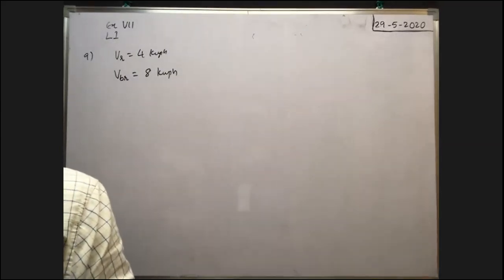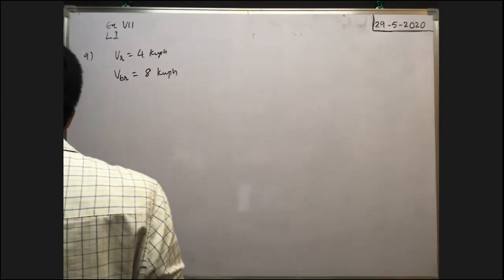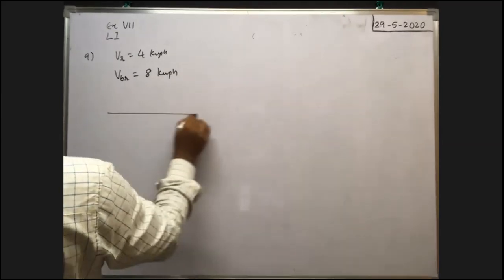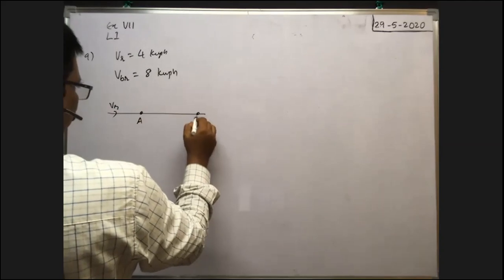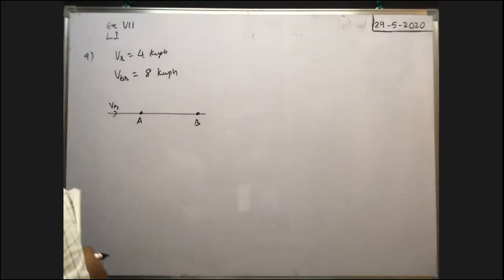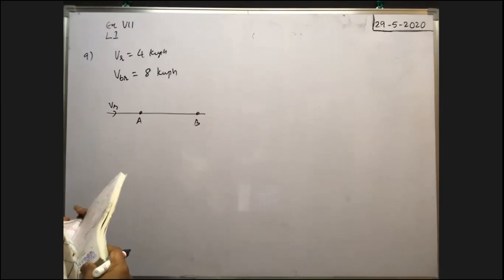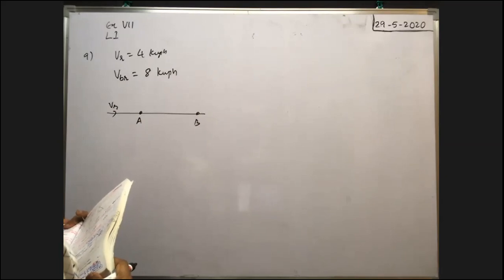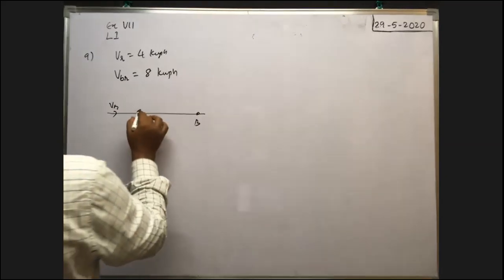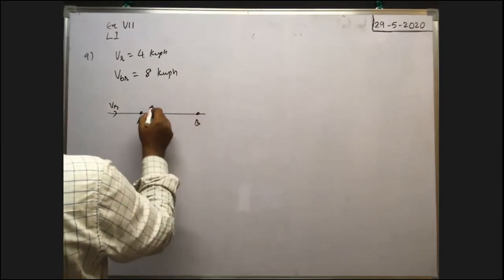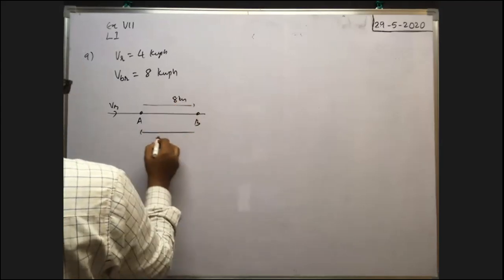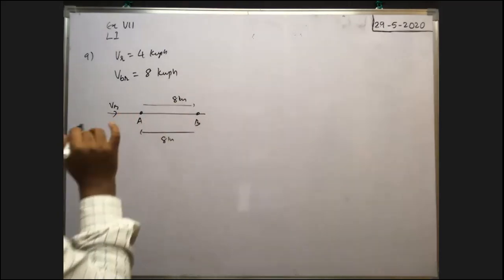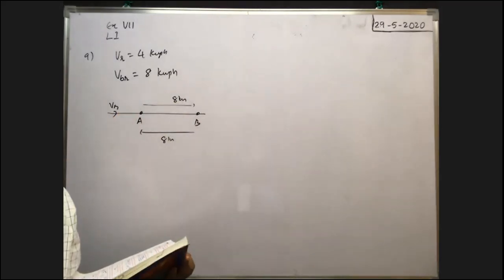If the same boat is used to travel a distance of 16 km in the river from A to B downstream and back from B to A, then total time taken. So in the river flow, suppose river is flowing like this. Here the boat has to travel from A to B and then back to A. To travel from A to B, it has to travel a distance equal to 8 km and back to A again 8 km. So total 16 km distance the boat has to travel.